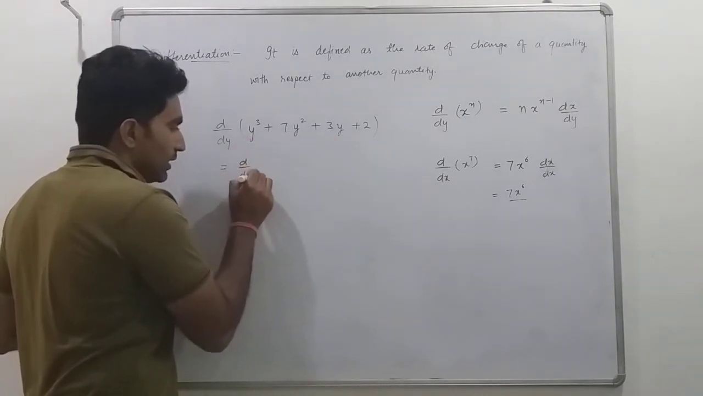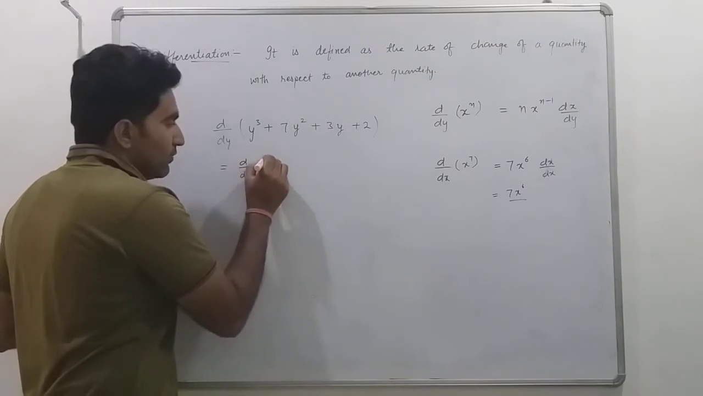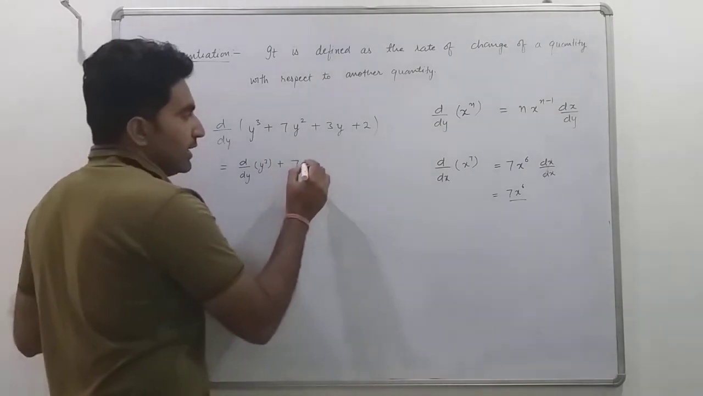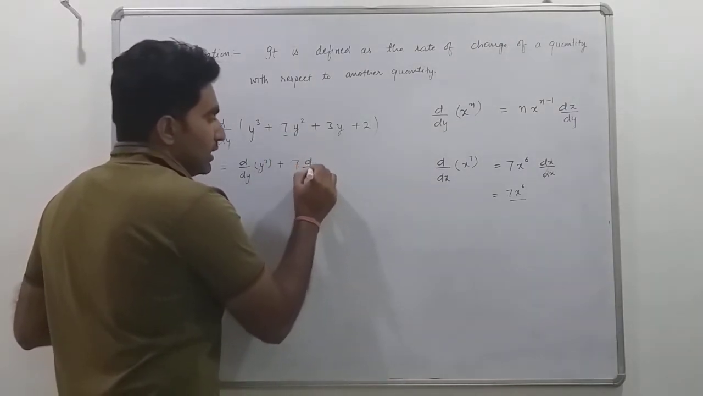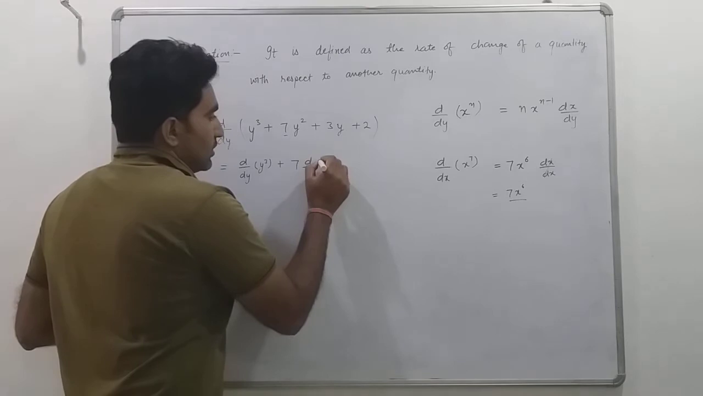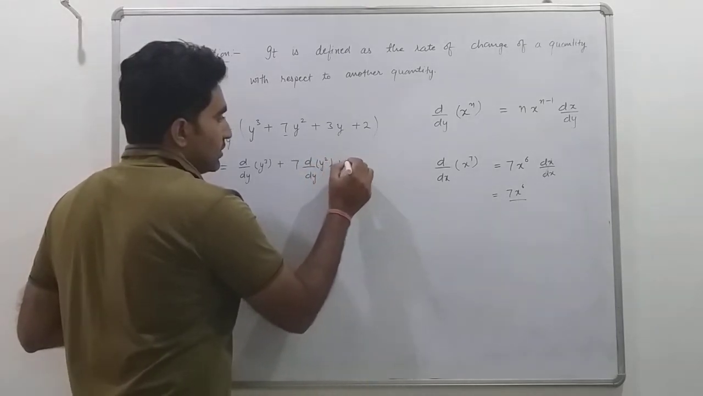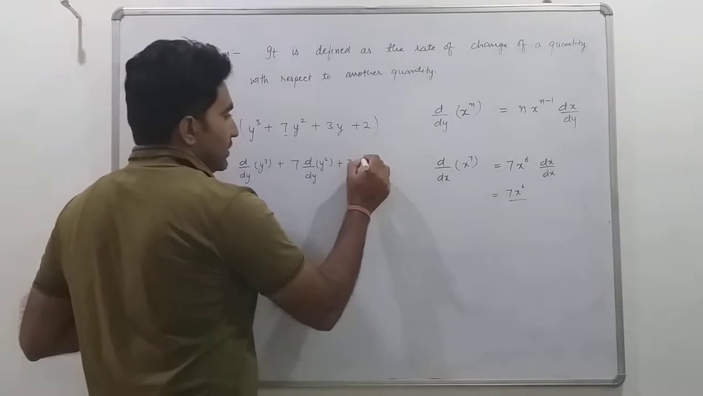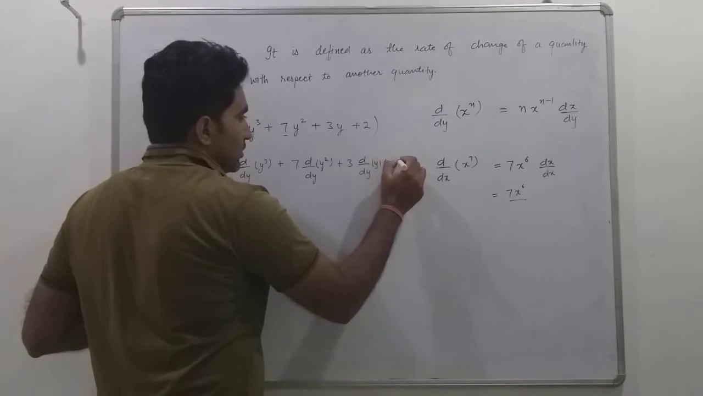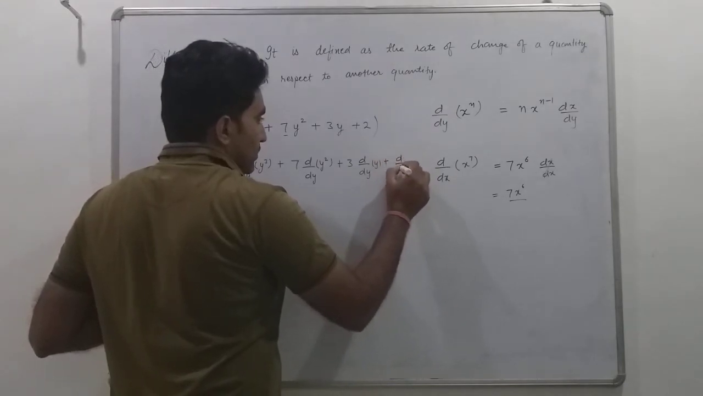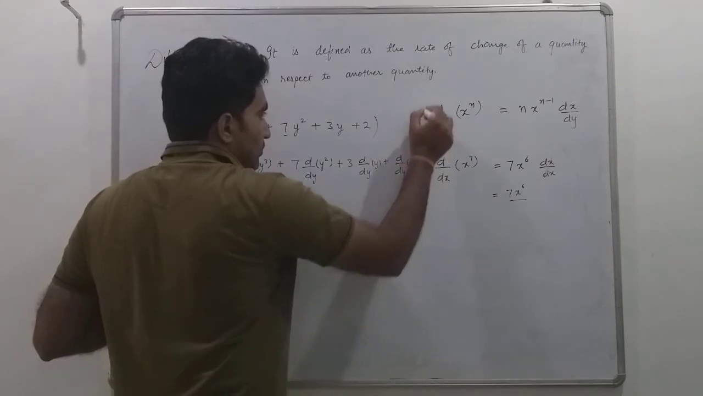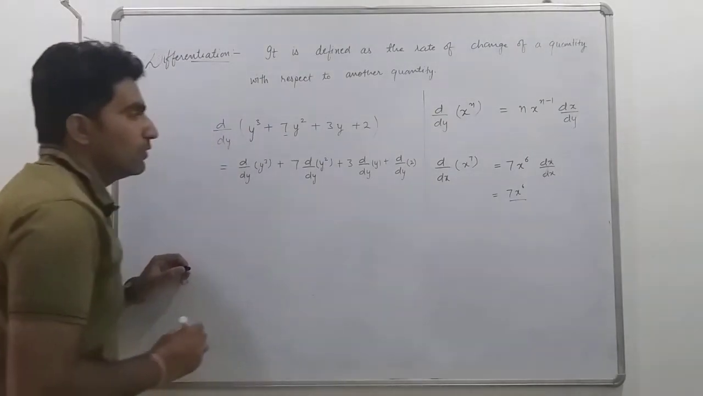Differentiation dy by dy of y cube, plus 7 comes forward, meaning we can take it outside because 7 is constant, then dy by dy of y square, plus 3 can be taken out, and differentiation of y, plus differentiation of 2.